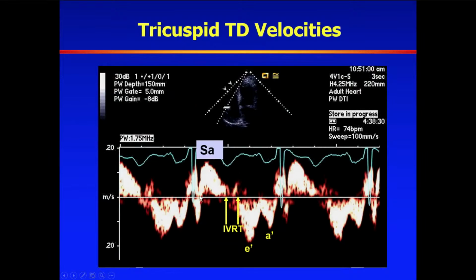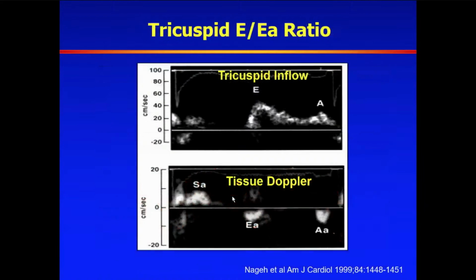And among other indices came the tissue Doppler velocities. You are all familiar with the ejection velocity here. This is isovolumic contraction. This is the isovolumic relaxation time, and E prime and A prime. E prime is a metric of RV relaxation, and the isovolumic relaxation time is the time interval between the end of the ejection velocity and the onset of E prime. This time interval is shorter when the RAP is increased.